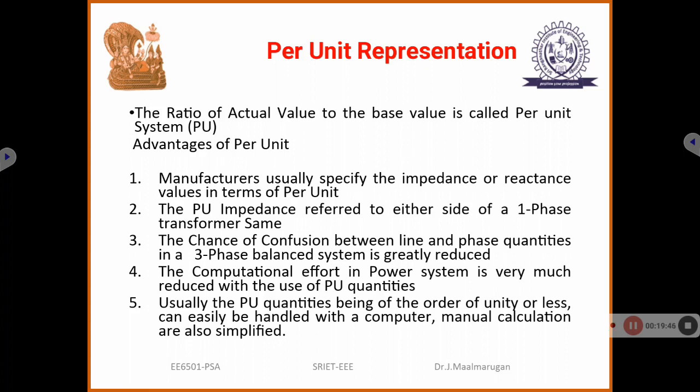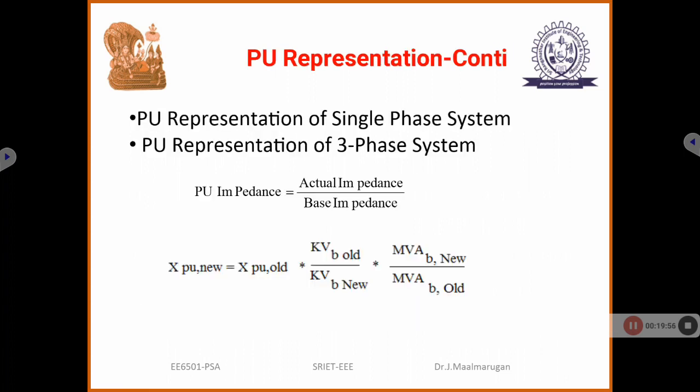Usually per unit quantities, being of the order of unity or less, can be easily handled in computer or manual calculation. Next, per unit representation for single phase system and three phase system: both are the same. How are they the same? For the three phase system, we calculate on a per phase basis.